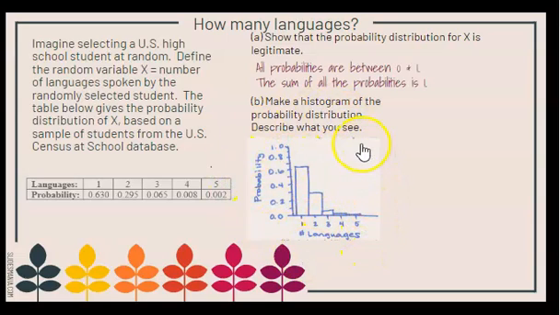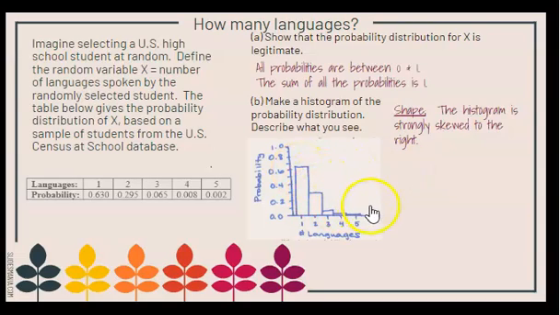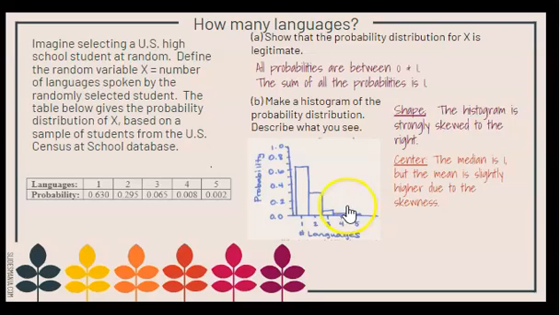Now, describing what you see, anytime you see that, you've got to do shape, center, and spread. So first of all, shape. We would say the histogram is strongly skewed to the right. The center, because it's skewed, we would have to use the center of median instead of mean. So the median is probably 1, meaning more than half are at 1. But the mean is going to be slightly higher because it is skewed.